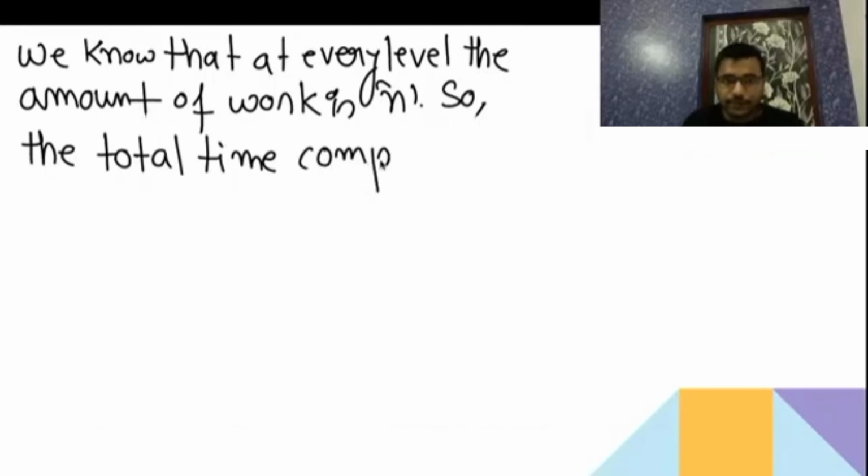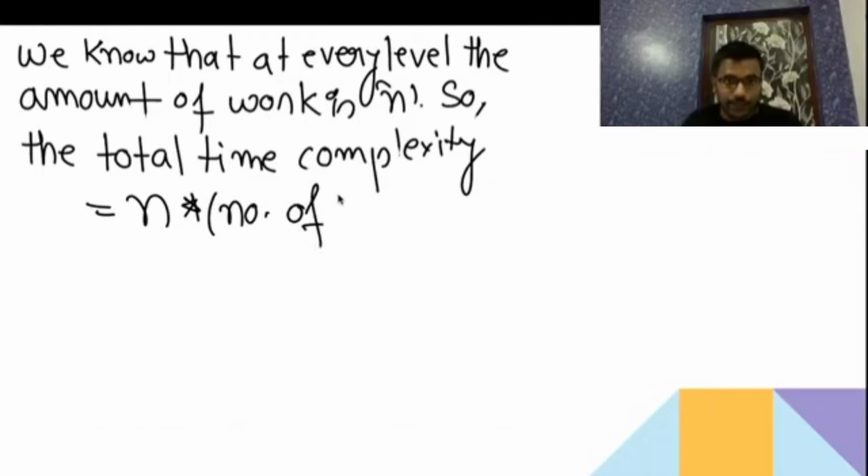So the total time complexity is equal to, as you say, the height of the tree, or the number of levels, n into the number of levels. Now how did you get log n? It's good that you know it is going to be log n, very good.